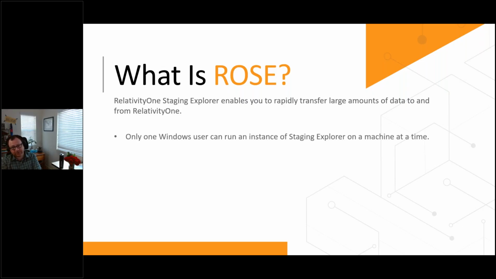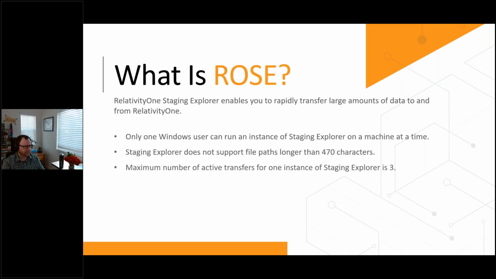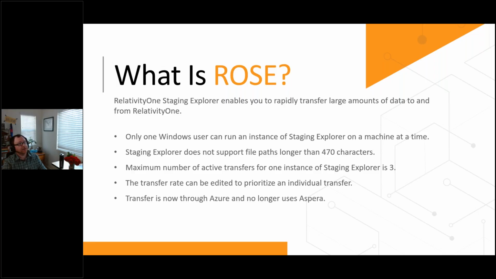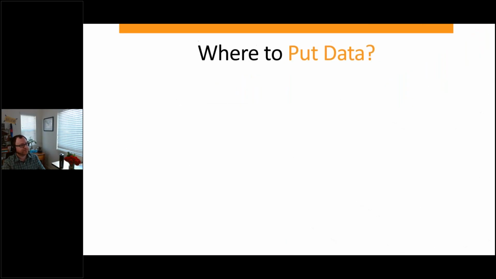Essentially, it allows you to quickly transfer data to and from RelativityOne, of course. Windows users can run Staging Explorer on one machine at a time. It doesn't support file paths that are longer than 470 characters. The active number of transfers you can have is 3, and we'll talk a little bit more about that. The transfer rate can be edited, so if you need to give priority to one particular import over the other, you can modify that. And for those that have been using it for a while, it used to run through Aspera, IBM's Aspera, and now it runs through Microsoft Azure.